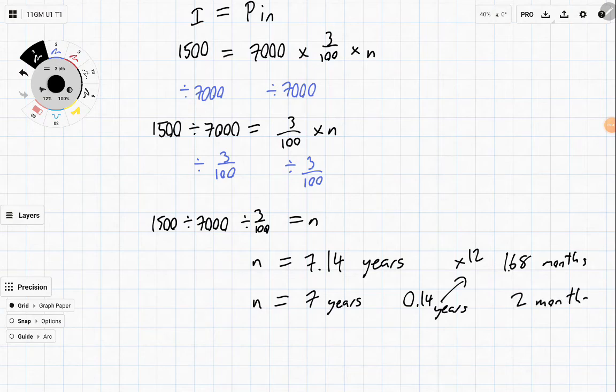Alrighty. So we could have just rounded that down to 7 years, but I think it's better to try and calculate the months as well. So we take the remainder decimal and we deal with that separately to the whole part. So we get 7 years and 2 months. And that's how long it should take.